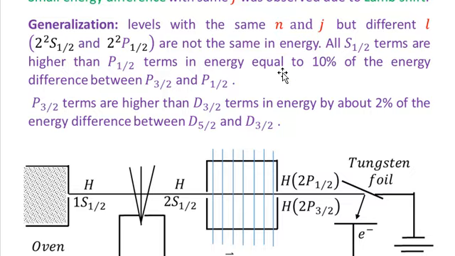All S1/2 terms are higher than P1/2 terms in energy by about 10% of the energy difference between P3/2 and P1/2. Similarly, P3/2 terms are higher than the D3/2 terms in energy by about 2% of the energy difference between D5/2 and D3/2.